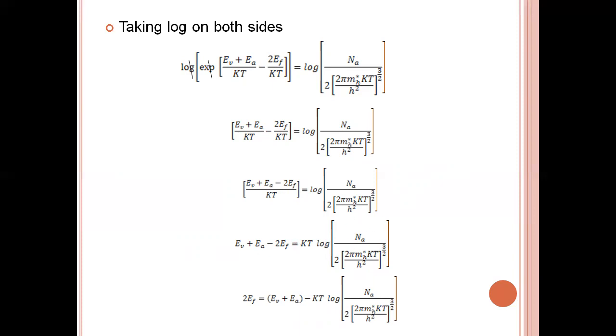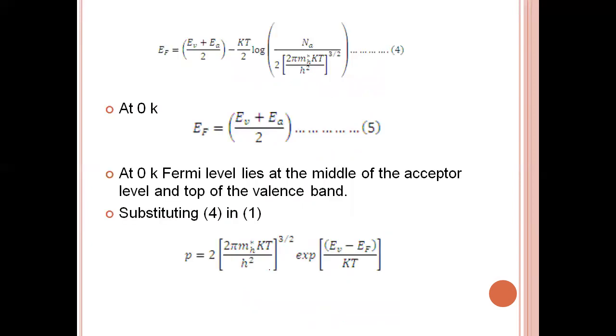Again, take EV plus EA, and take 2EF from the left-hand side to the right-hand side, and get KT onto the other side. You'll get minus 2EF is equal to EV plus EA minus KT log NA by 2 into 2 pi m h star KT by h square power 3 by 2. Again, if you take 2 from the left-hand side to the right-hand side, you will be left with EV plus EA by 2 minus KT by 2 log NA by 2 into 2 pi m h star KT by h square power 3 by 2.